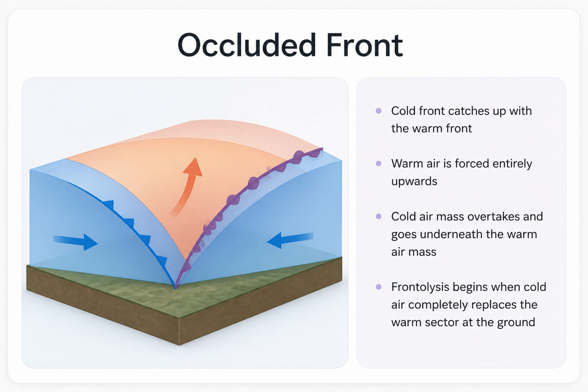Occlusion is a process where the faster-moving cold front of a rotating low-pressure system actually catches up with the slower warm front. When this happens, the warm air mass is overtaken, and the cold air goes underneath it, forcing the warm air entirely upwards off the ground. Frontolysis begins when the warm sector diminishes completely at the surface, leaving a long occluded front.